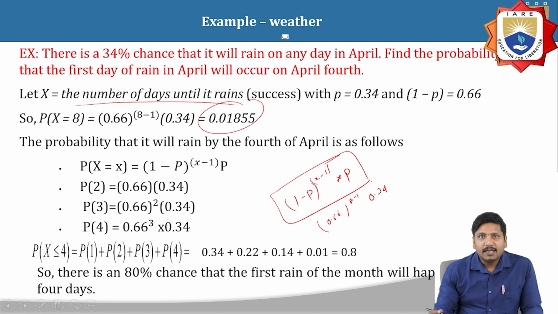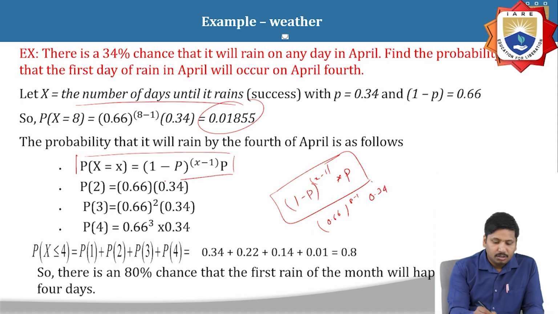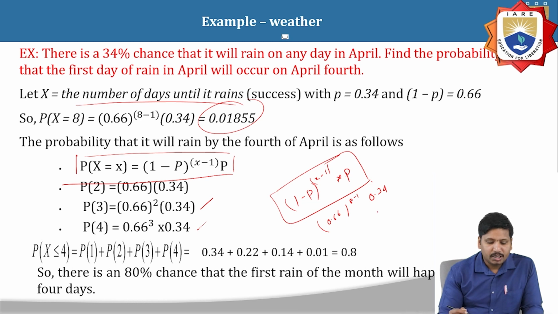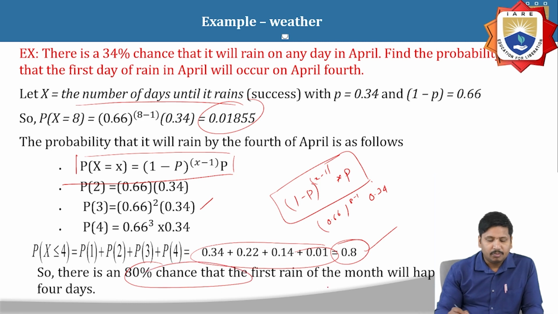So what is the probability that it will rain by the 4th of April? By substituting, what is the probability for the second day? 0.66 times 0.34, and the probability of getting rain on the third day, this one, and the probability of getting it on the fourth day, this one. The probability that X is at most 4 is P of 1, 2, 3, 4. Substituting all these values, I get this. That means there is an 80% chance that rain in the month of April will happen within 4 days.